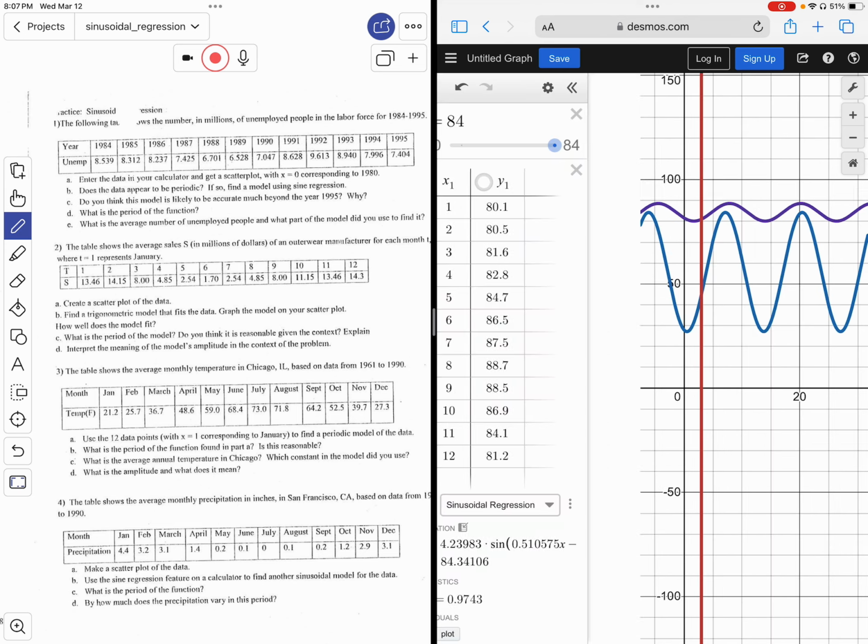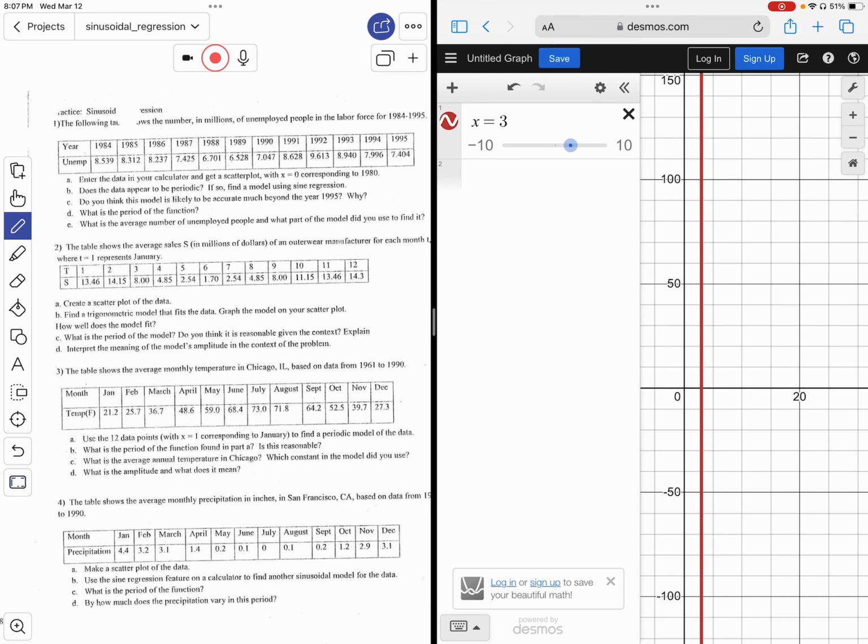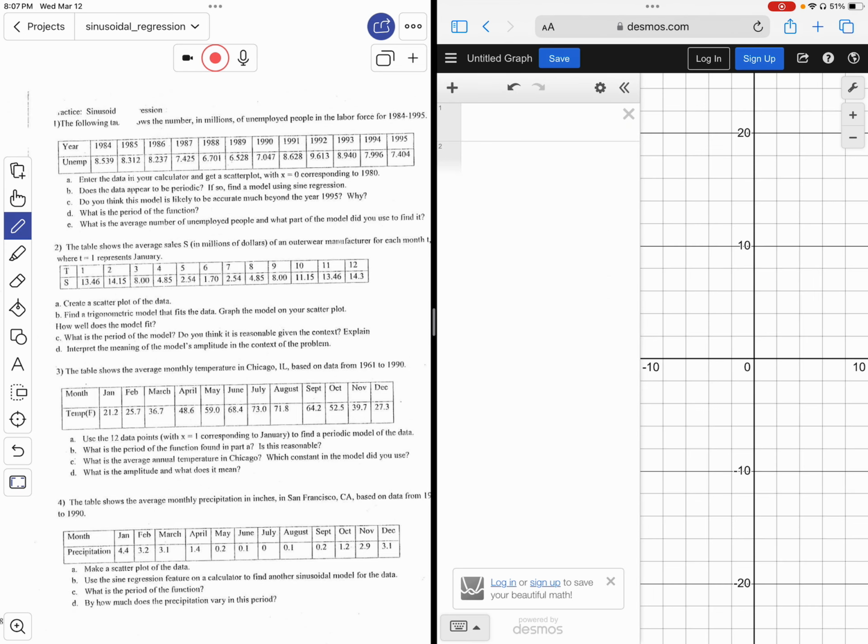Number one. I'm going to clear out all my Desmos so I have a nice clean slate to start with. Okay. The following table shows the number in millions of unemployed people in the labor force from 1984 to 1995. So last century. That's sad. Last century. I was born here, so I'm very old. So let's look at these.